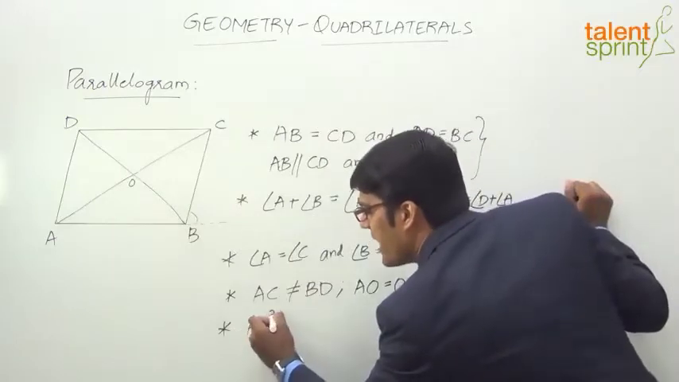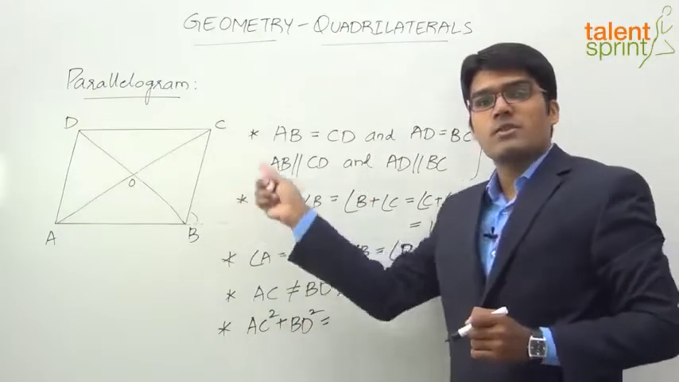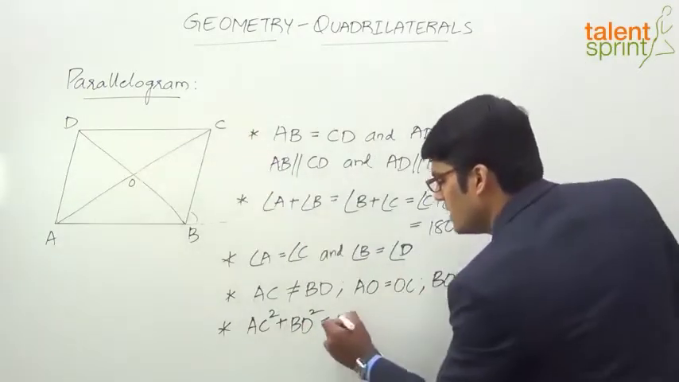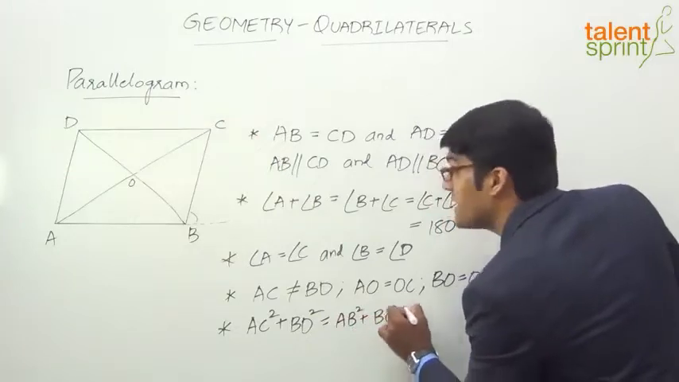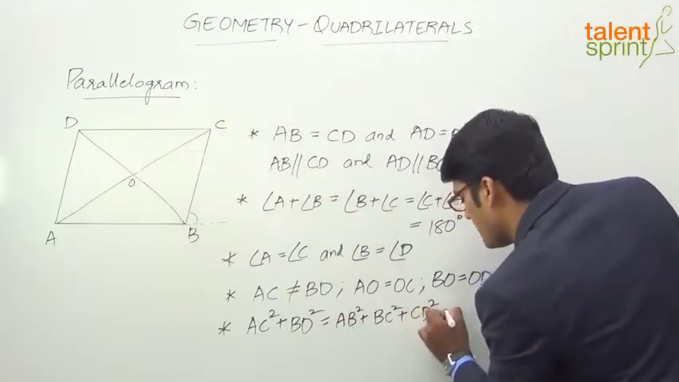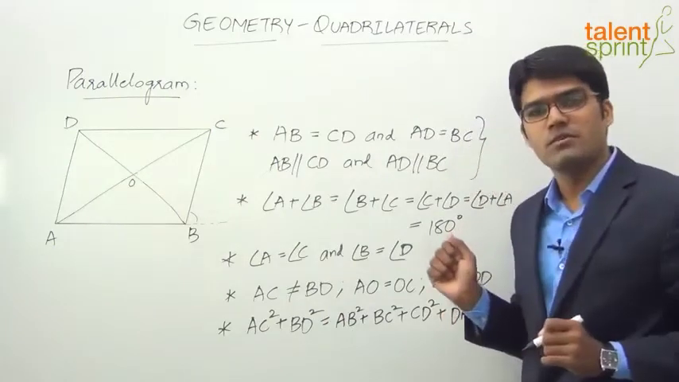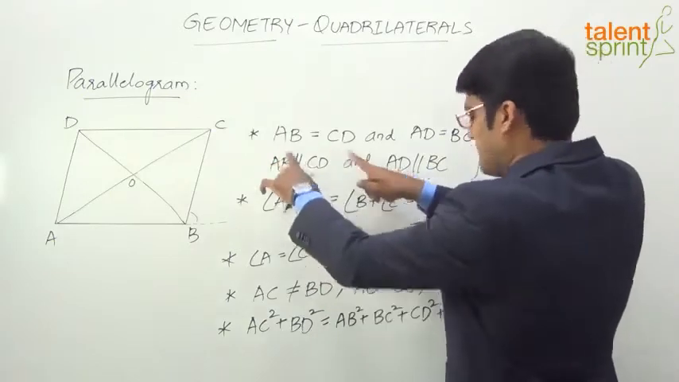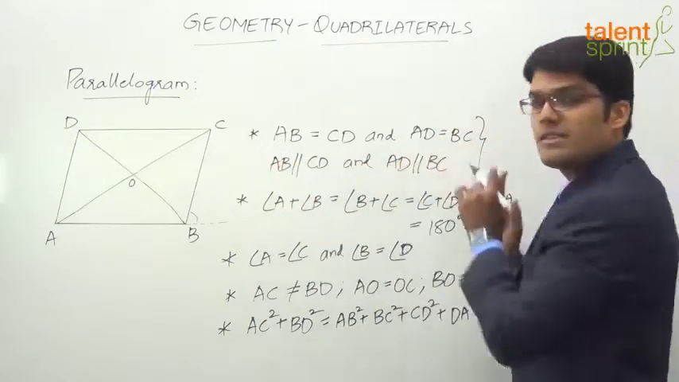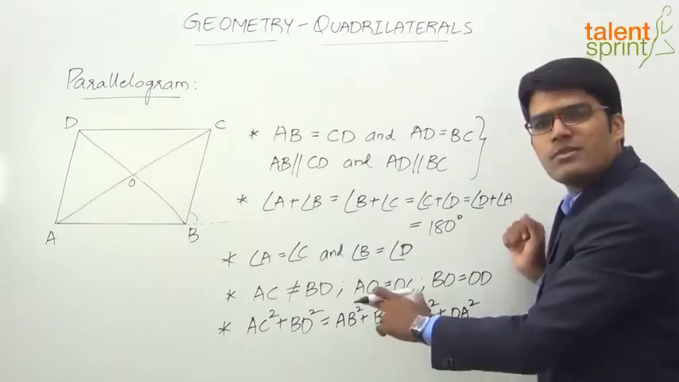So AC square plus BD square will be equal to the sum of the squares of all the four sides. So this will be equal to AB square plus BC square plus CD square plus DA square. Are you able to follow? And we have already learned that AB is equal to CD and BC equals DA. So we can say AB square plus CD square is equal to 2AB square.